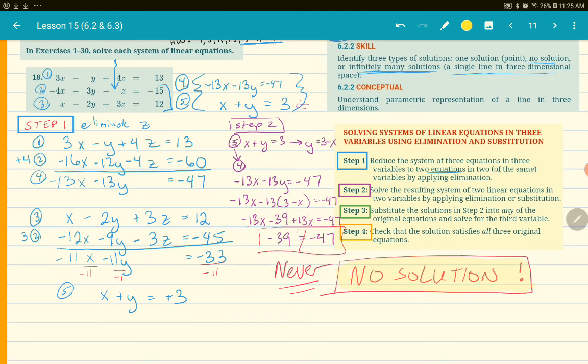That one's harder to check. So to check that one, go back in your work and make sure that you didn't just make an error.